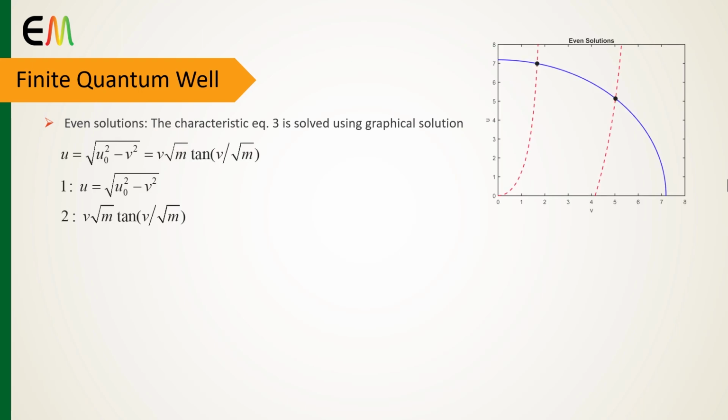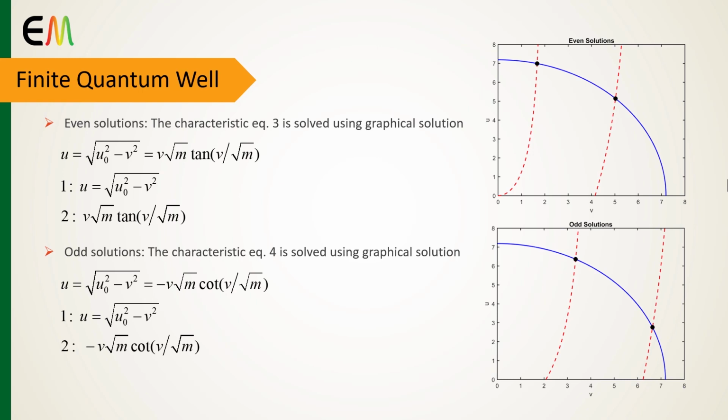There are many ways to solve the characteristic equations 3 and 4, but one common way is the graphical method. By using this method, we can find the intersection point of 2 plots as the solution. The first plot is equation 1, which is a circle equation, and the second plot is a tangent or cotangent based equation. The black intersection points of the 2 plots are the solutions of U and V. By using the resulting U and V, the K1 and K2 parameters can be obtained.